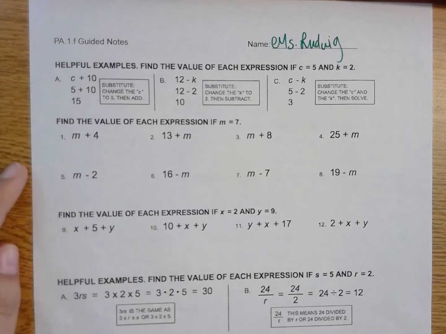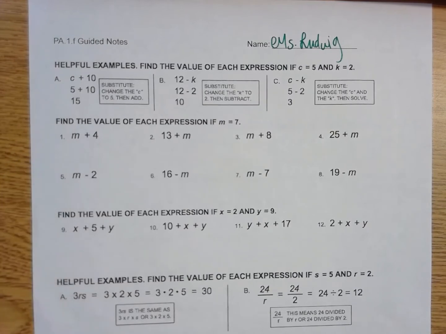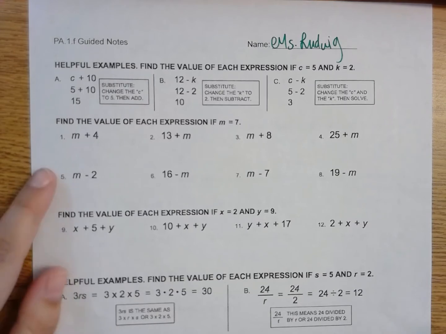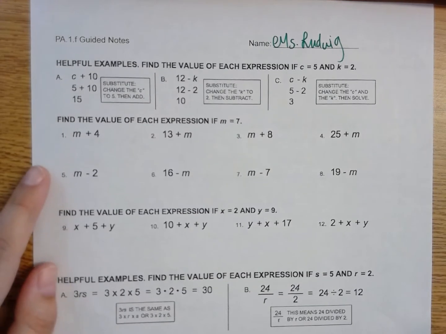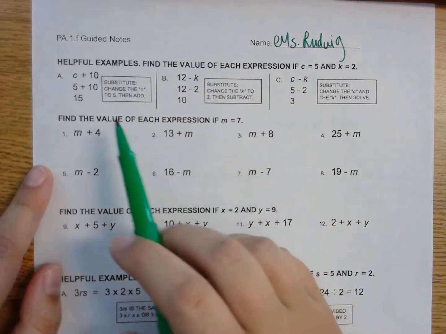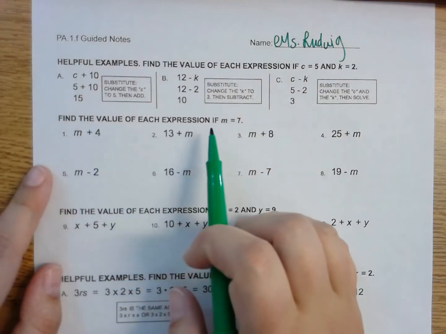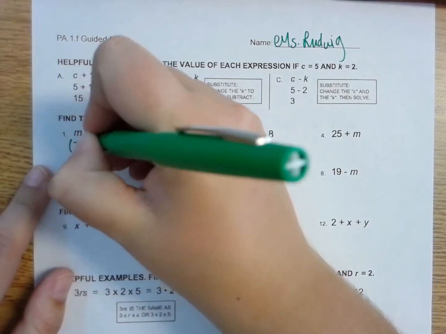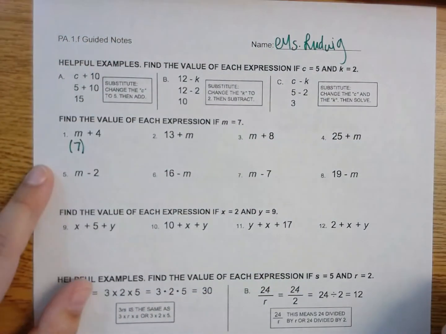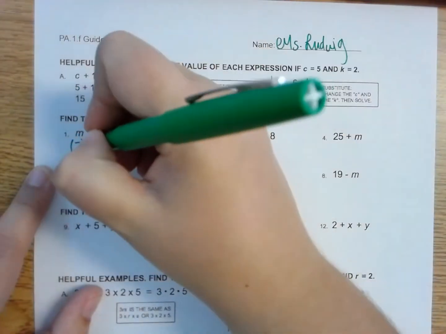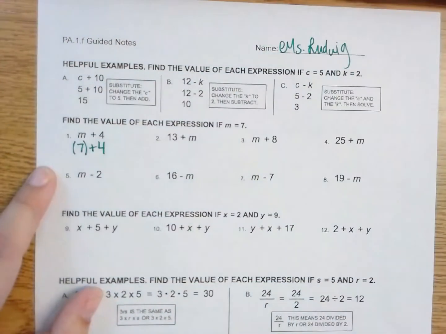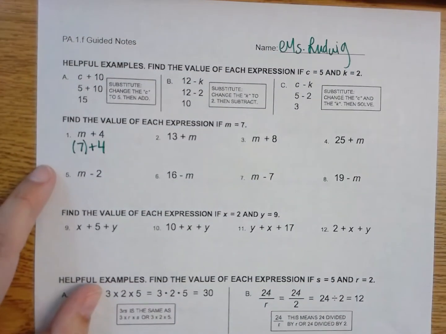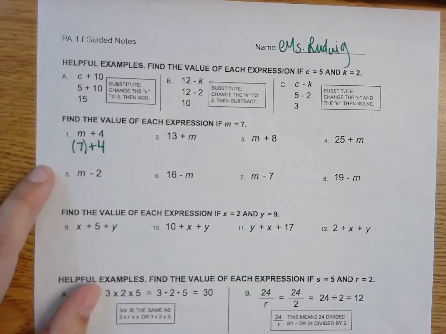Okay? So, if we're talking about evaluating expressions with variables, we talked about substituting yesterday, and your assignment last night was simply to substitute. If I told you to find the value of each expression if m equals 7, the point that you got to last night is to write the value of the variable in parentheses and then bring down everything else. That's where your assignment was last night, to that level.